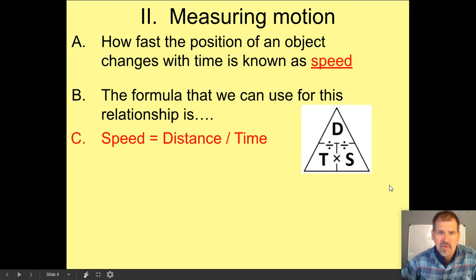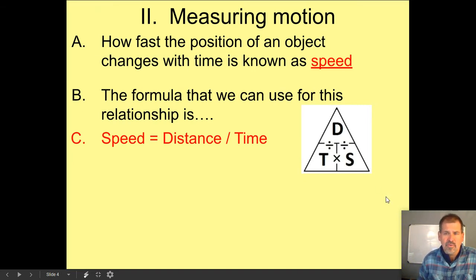I do want you to draw this graphic. So we really have three components to the equation. We have distance, we have time, and we have the speed. And if you know any two, you can figure out the third.